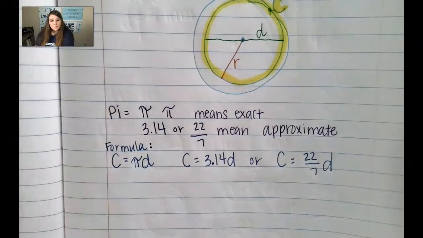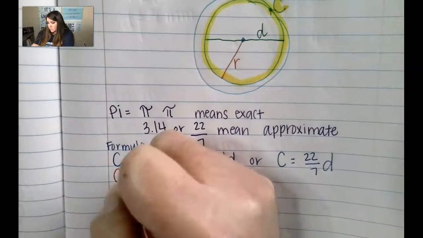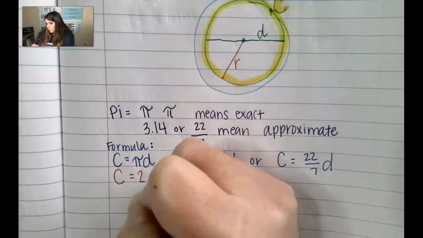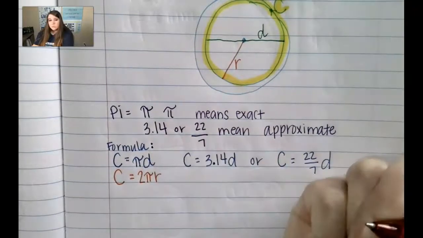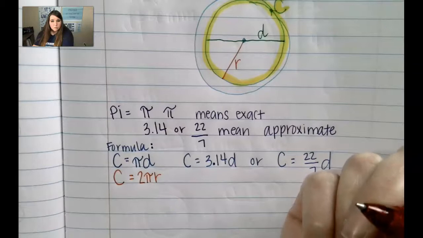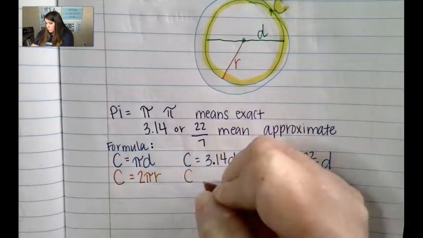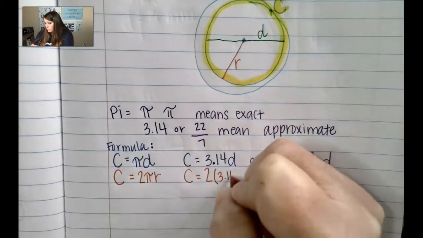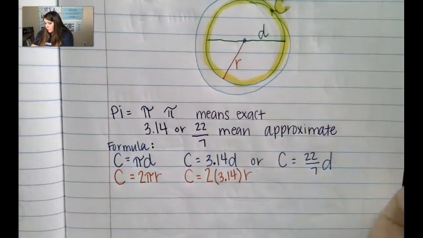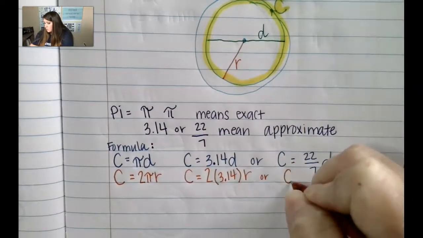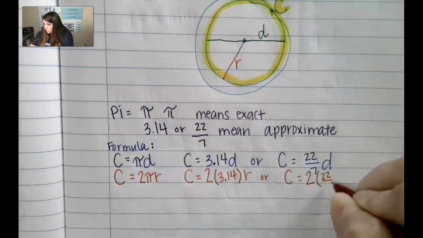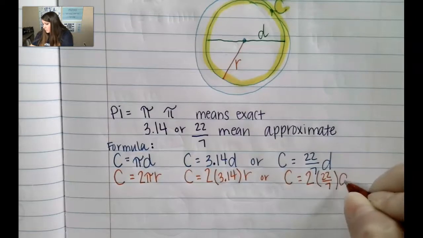Okay, if you don't know the diameter, but you know the radius, you can still find the circumference. And instead, we're going to use 2 times pi times the radius. Okay, if you want to use 3.14, you would do 2 times 3.14 times the radius, or circumference equals 2 times 22/7 times the radius.